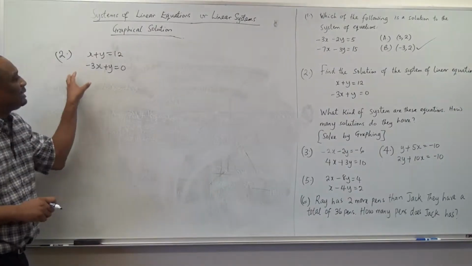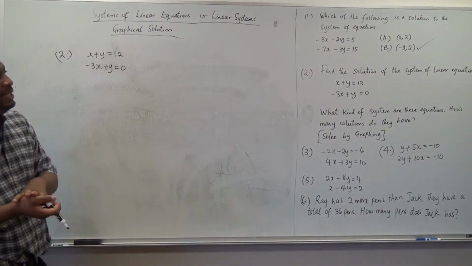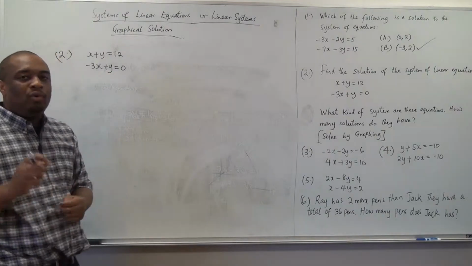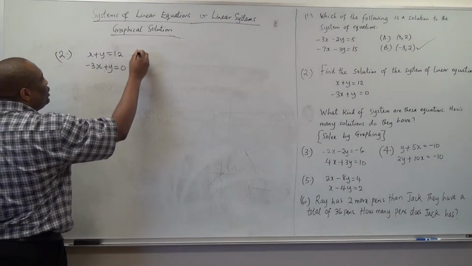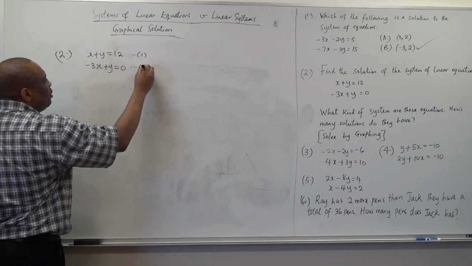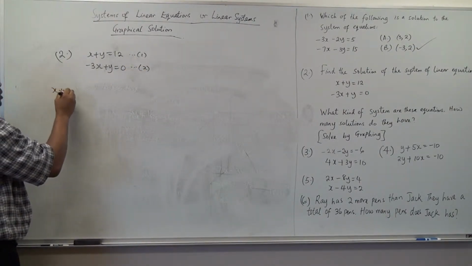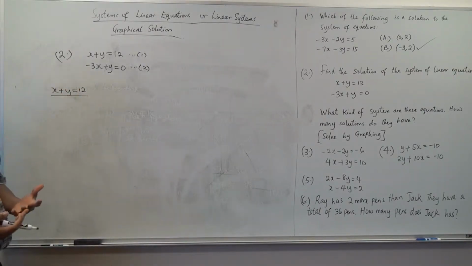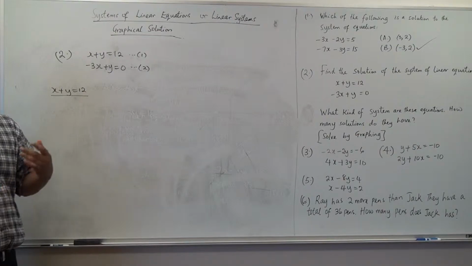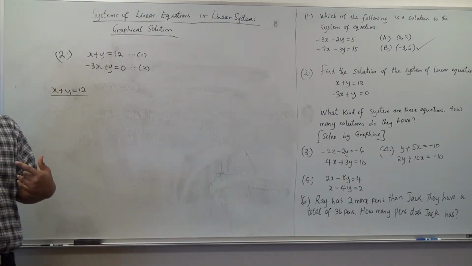So in this case, let's start with question 2. Find the solution of the system of linear equations. And we want to do this by graphical method. So this is our equation 1. We can call this equation 1 and equation 2. Equation 1, x plus y equal to 12. To solve this by graphical method, we want to find the x-intercept and the y-intercept.